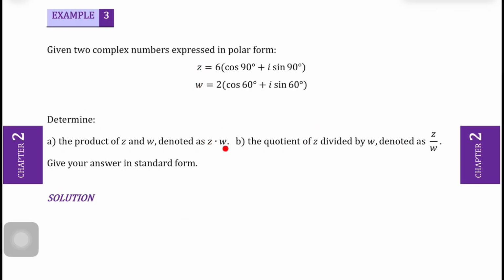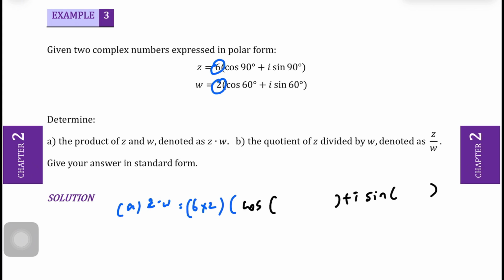Z multiply W. So you have Z and W. First of all, if you want to multiply, the R part will just follow. So Z times W is just 6 times 2. And then inside here, the shape will remain cos plus i sine. However, we need to do the calculation with your angle. Since this is multiply, your angle will be plus. So let's add them up, 90 degrees plus 60 degrees.